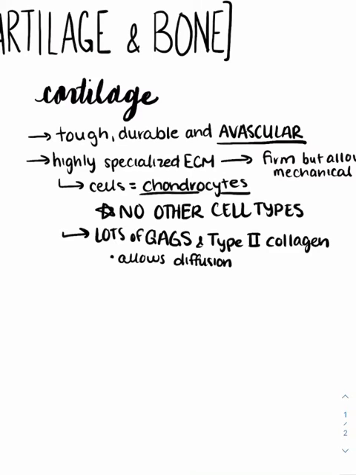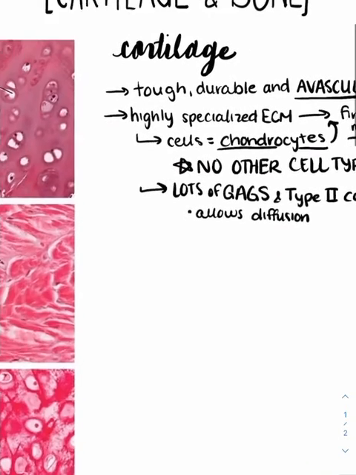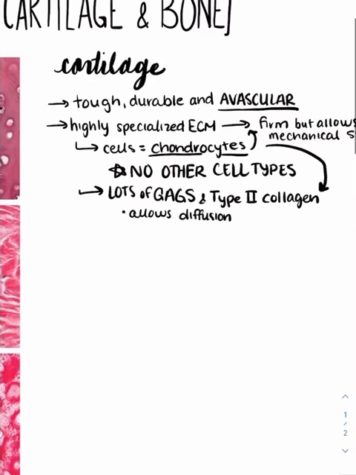Why is this important? This tissue allows a lot of diffusion to happen, so that there can be diffusion of substances between blood vessels and the surrounding connective tissues and the chondrocytes in the matrix. So even though they're avascular, there still can be some type of diffusion there. Chondrocytes synthesize and maintain and create all of this ECM.